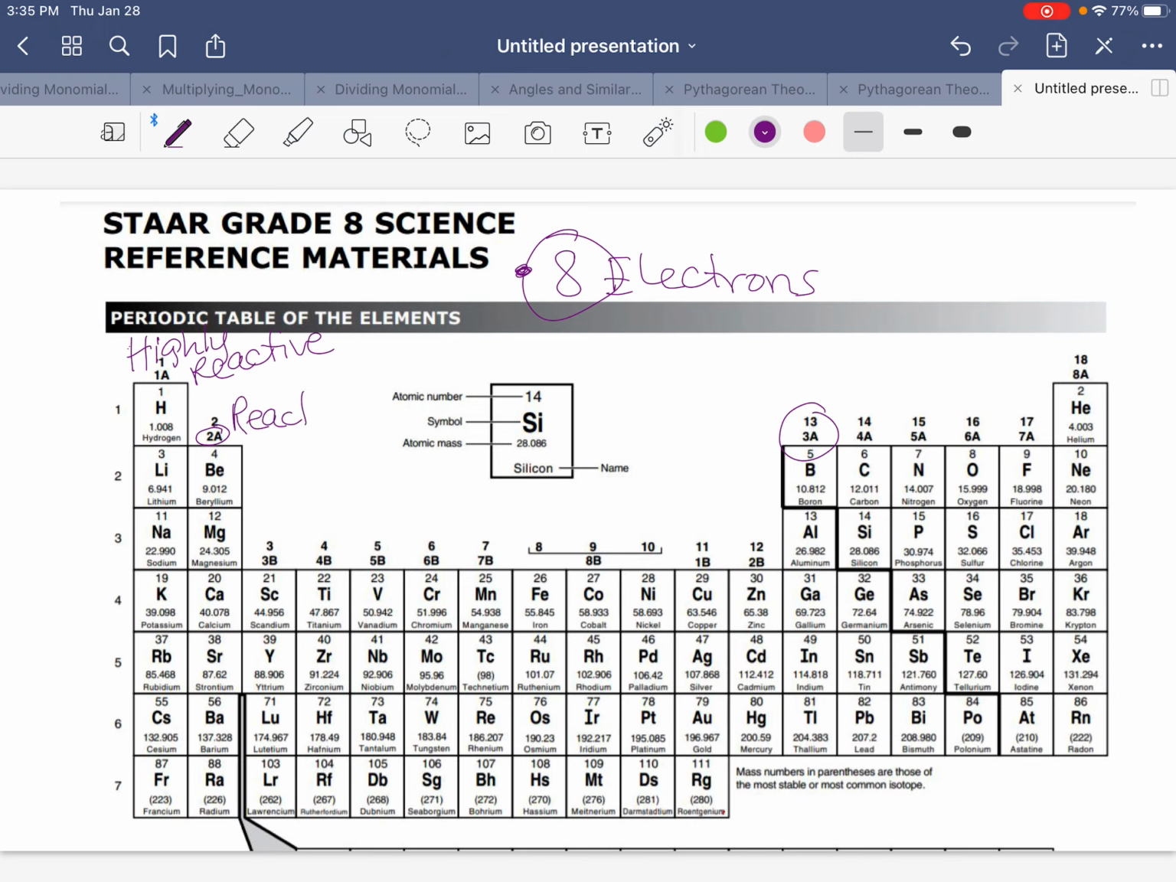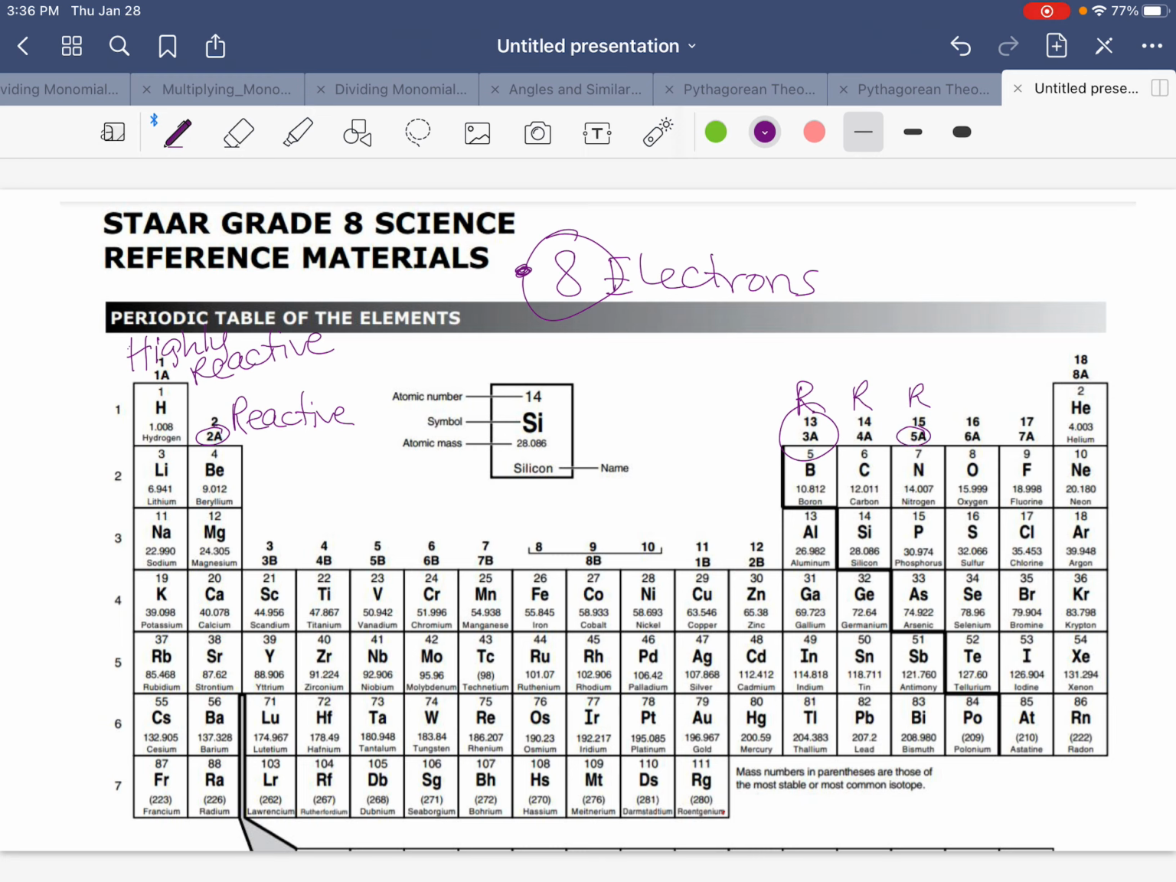Group 2, they have 2 valence electrons. They are reactive. They're still reactive, but they don't have as much work to do. They only need 6 more valence electrons to make a full shell of 8 electrons. Same goes for group 13. They're reactive. 3 valence electrons, only need 5 more to make 8. Group 14, they're at 4. They're halfway to 8, so they're reactive.